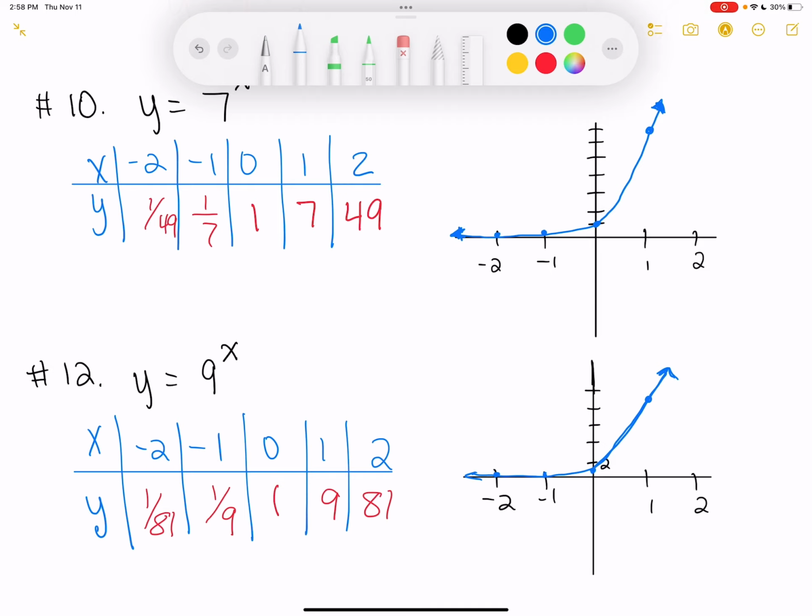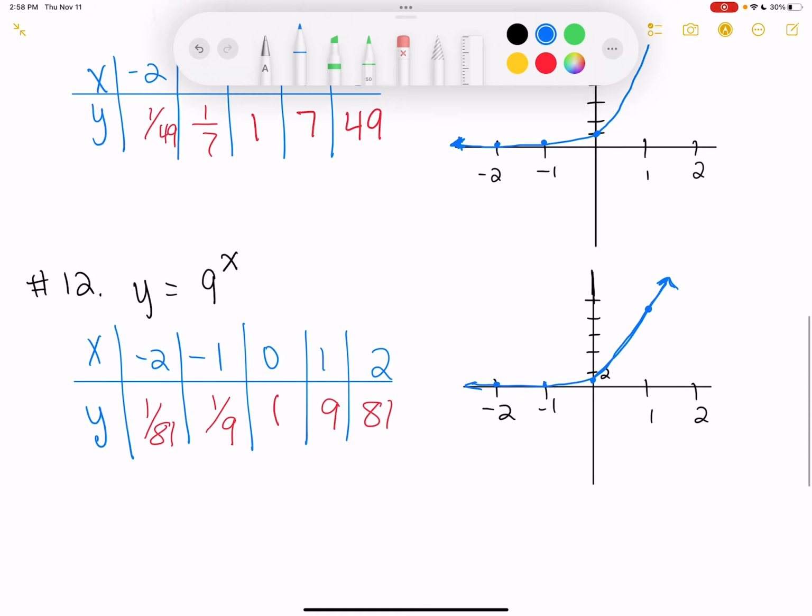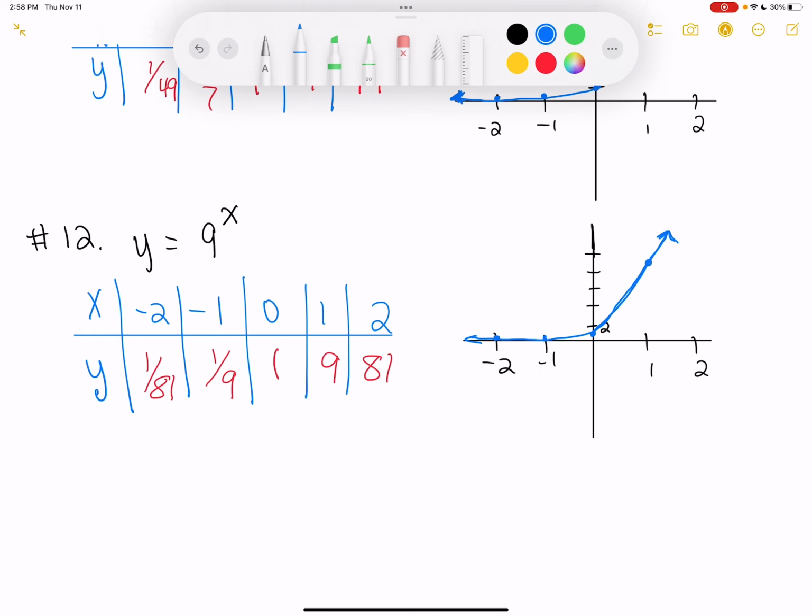So all the graphs are going to basically be the same. That's why I also make you give me the table.